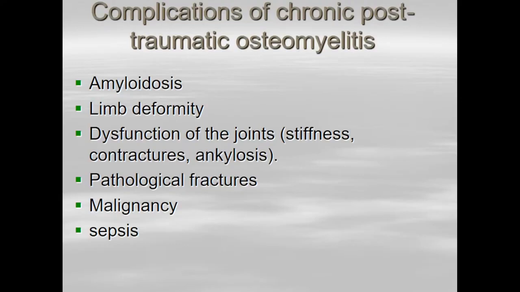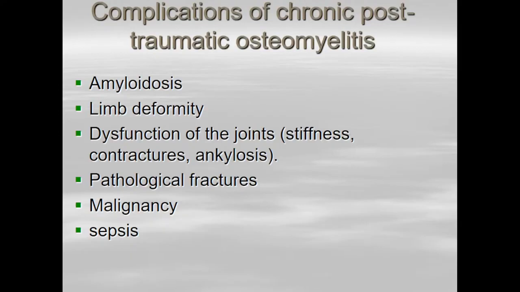Limb deformations. Dysfunctions of the joints. What are dysfunctions of joints? All joints have a normal amplitude of movement. If the patient has increased amplitude, it is called hypermobility. If the amplitude of movement in joints is decreased, it's contracture. If the patient has only slight movement in joints, not more than 5 degrees, it is defined as rigidity. If the patient has no movement, it is defined as ankylosis.